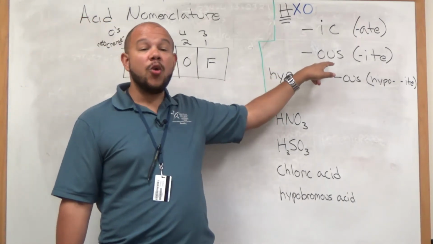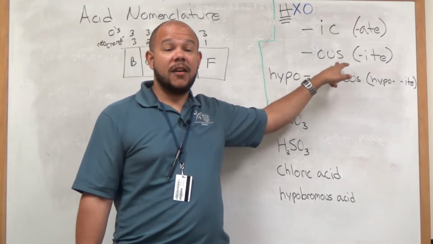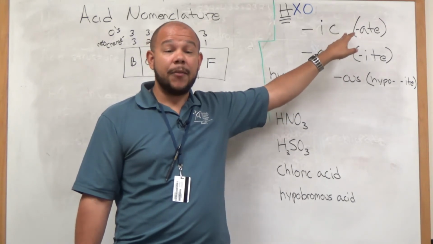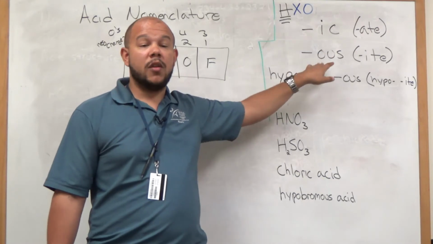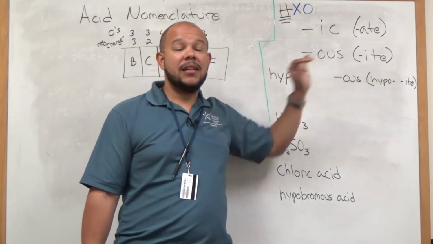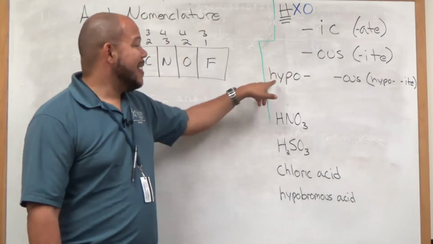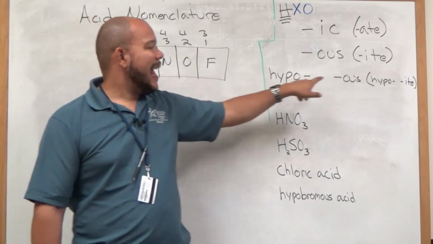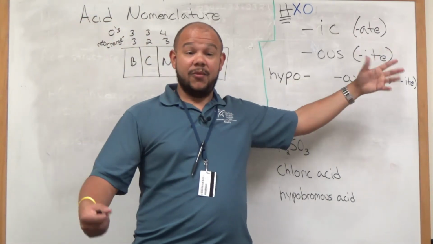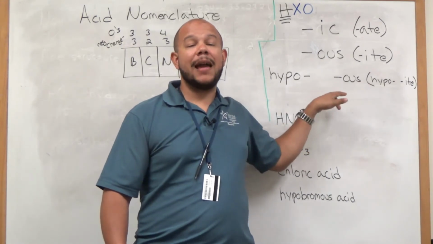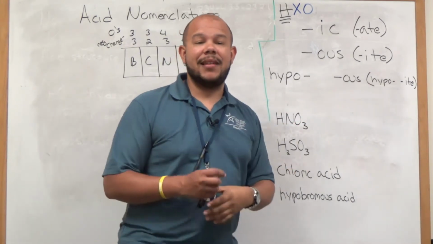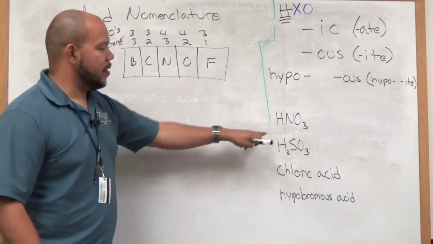Now, what about the ous suffix? The ic suffix and the ate suffix correspond with each other. The ous suffix and the ite suffix correspond with each other. And whenever we see hypo and ite together, whenever we see a form of the polyatomic ion as hypoite, then we end up with hypo-ous as our acid nomenclature. So let's take a look at some of the examples.